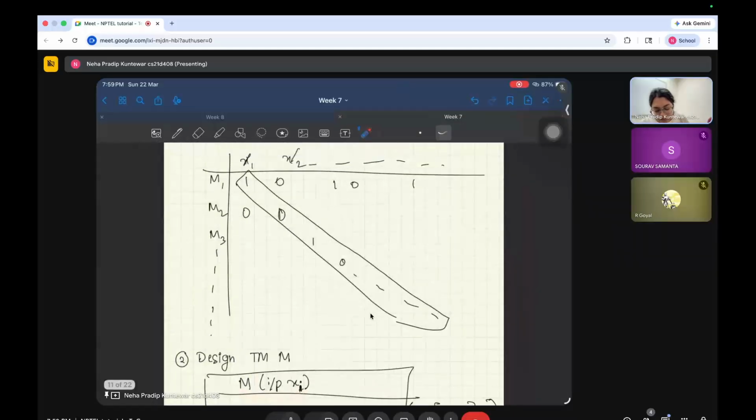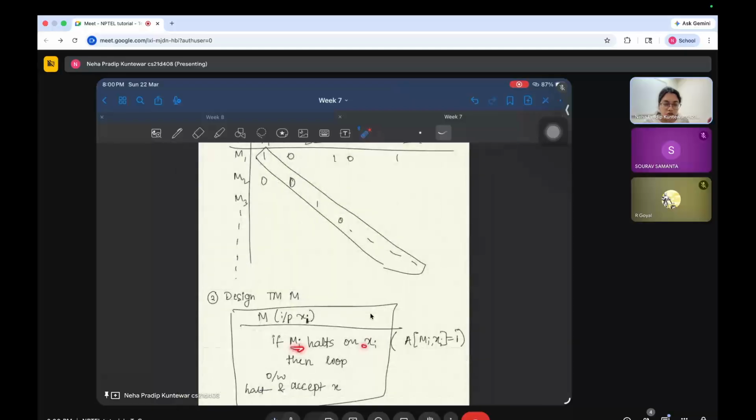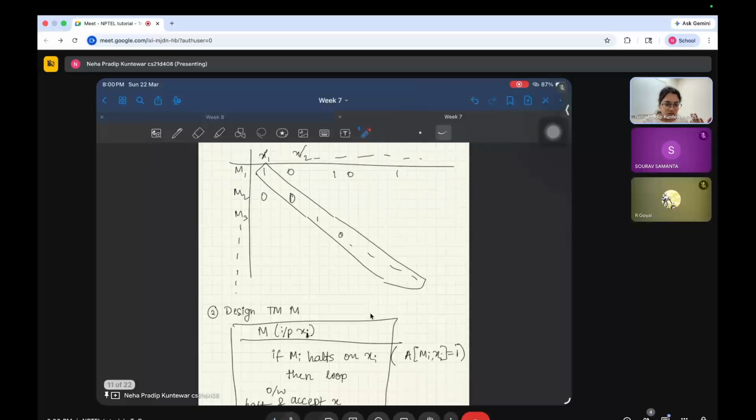Okay, we look at the diagonal entry and look at what that particular machine did on x1. What was its behavior? If this entry is 1, that means m1 halts on x1. So what I'll do is, if mi halts on xi, my machine is going to loop. And if this particular machine did not halt on xi, then we are going to halt. Okay, so this is just the construction.